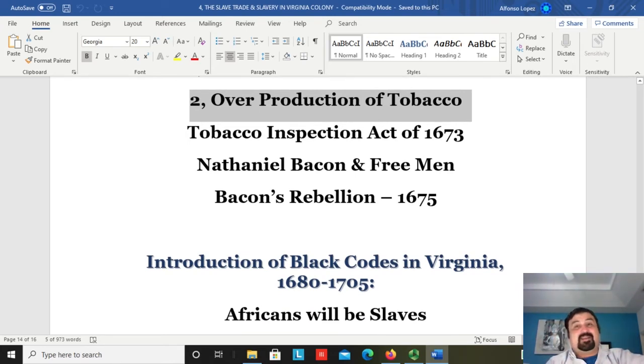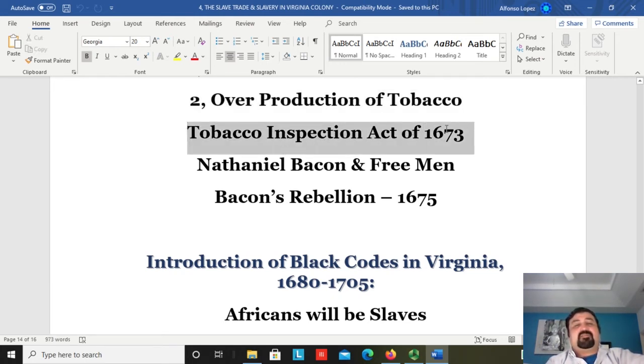tobacco. And as a matter of fact, in 1673, back in London, even London took action to regulate the production of tobacco by issuing a new law called the Tobacco Inspection Act of 1673. Okay, so the Tobacco Inspection Act of 1673 that came from London, by the way, was a law that established a system of permits and licenses and quotas for tobacco planters in Virginia.